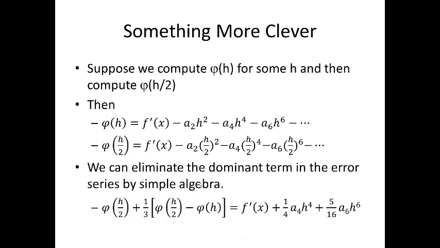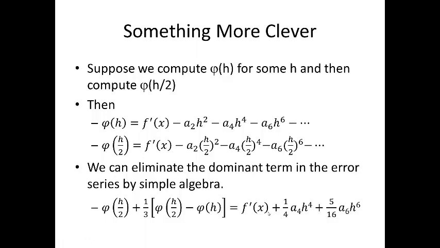So suppose we compute varphi of h for some h and then compute varphi of h over 2. Then we get the following formulae for varphi of h and varphi of h over 2. And, well, maybe they're not so simple. Anyway, we can multiply the second equation by 4 and subtract it from the first equation, and then divide by minus 3 and rearrange to get the series at the bottom here, which is pretty cool.